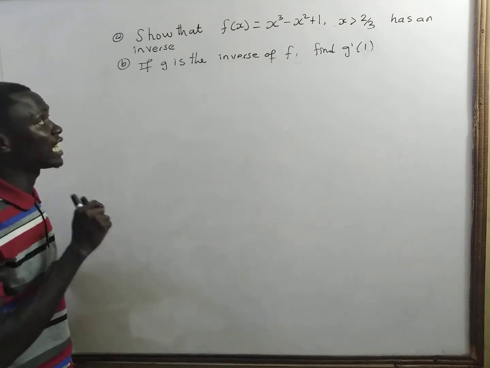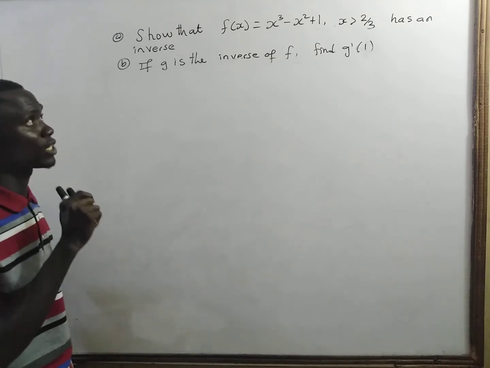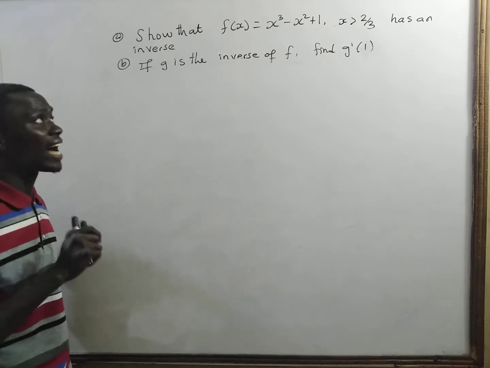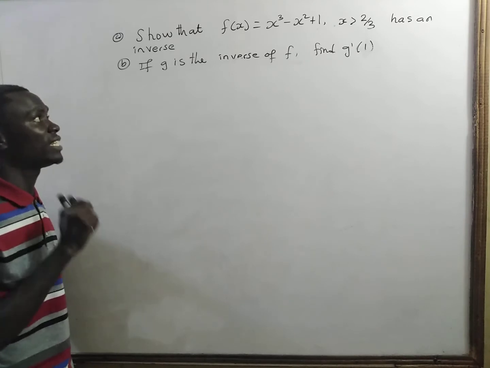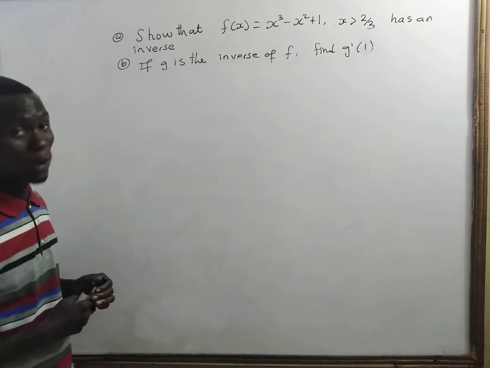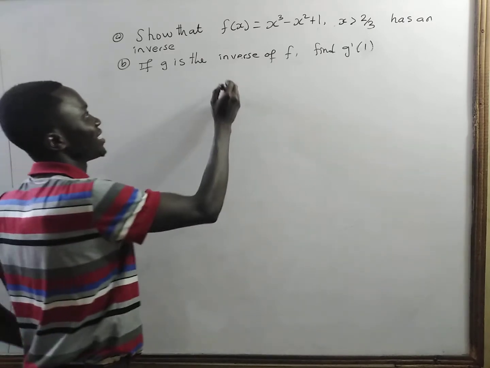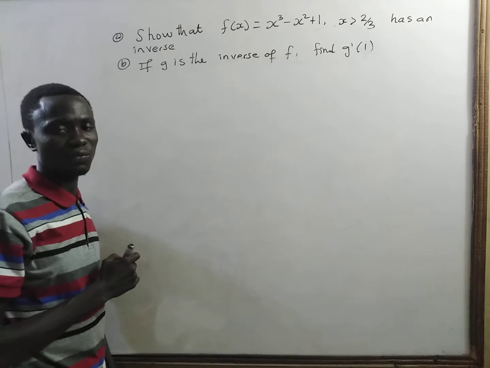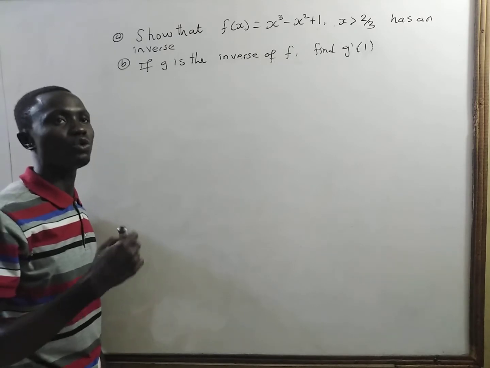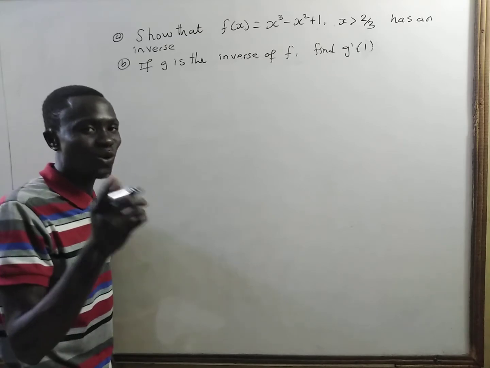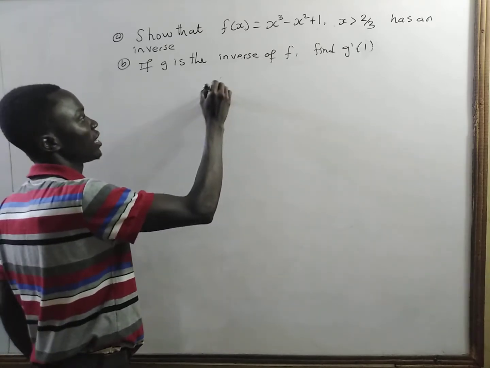Now, show that f of x equal to x cubed minus x squared plus 1 for x greater than 2 out of 3 has an inverse. If g is the inverse of f, find g prime of 1. Now, let's find the derivative of f of x. Why are we finding the derivative of f of x? Because we want to show whether f of x is increasing or decreasing.